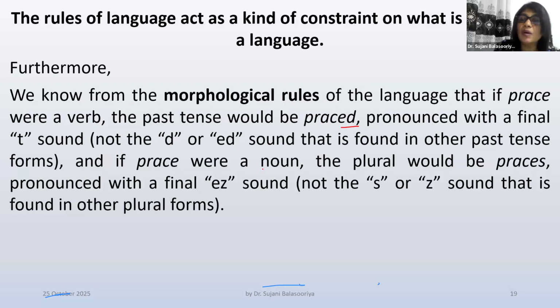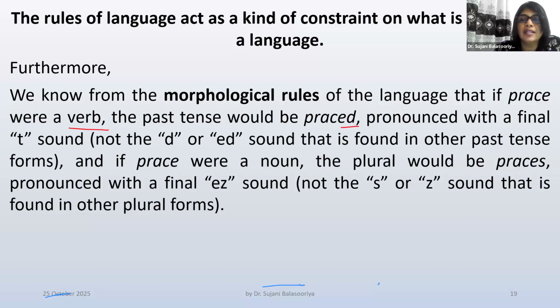But if prac were a noun, the plural would be presses, pronounced with the final s sound, not the s or z that is found in other plural forms. Now, just go through this part and see whether you got some idea regarding this point. If there was a word called prac in English, actually there's no word like that in English, right? If we can find such a word, then if you consider it as a verb, how do you make the past form? We simply add ed now, okay?